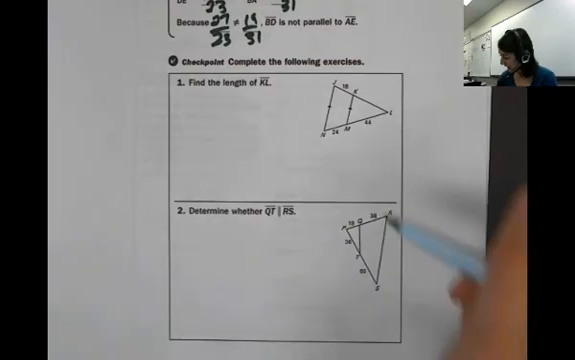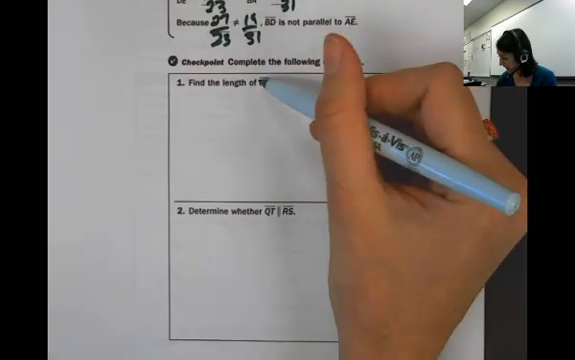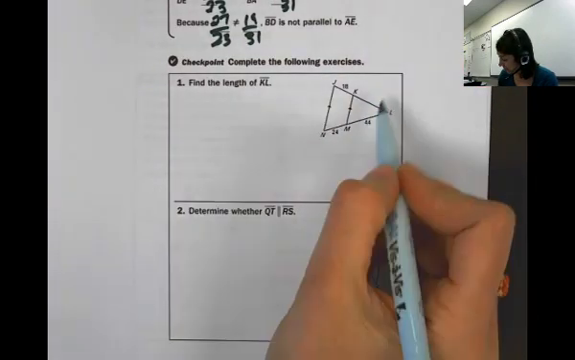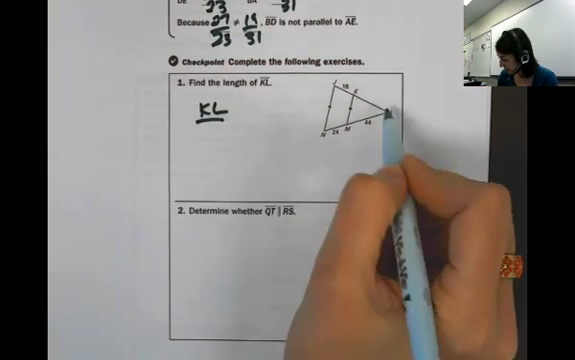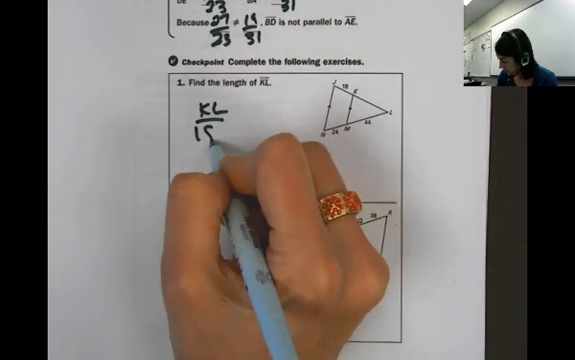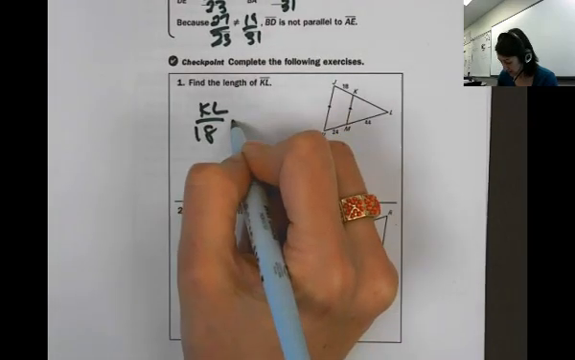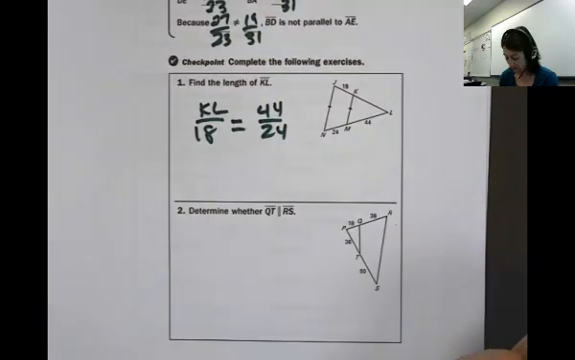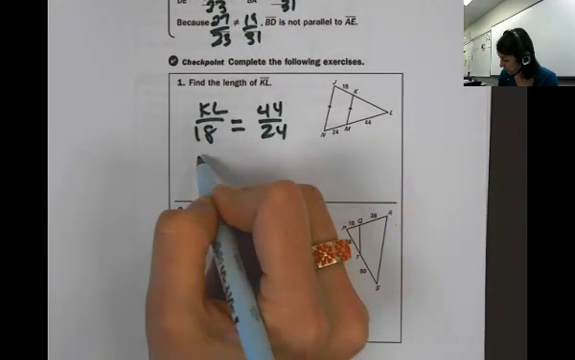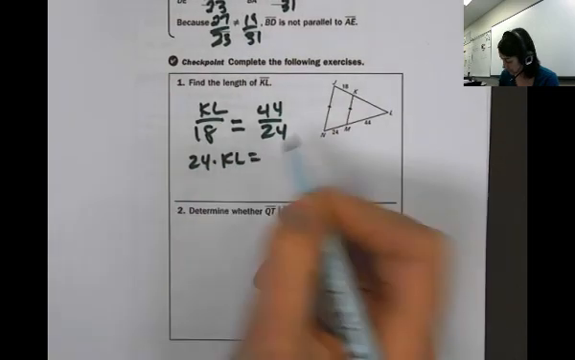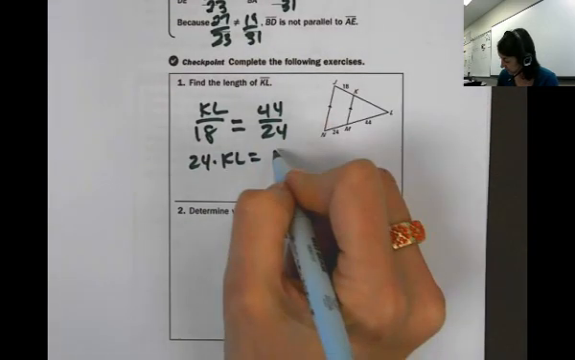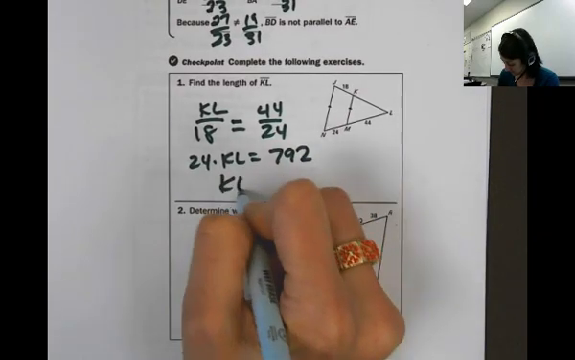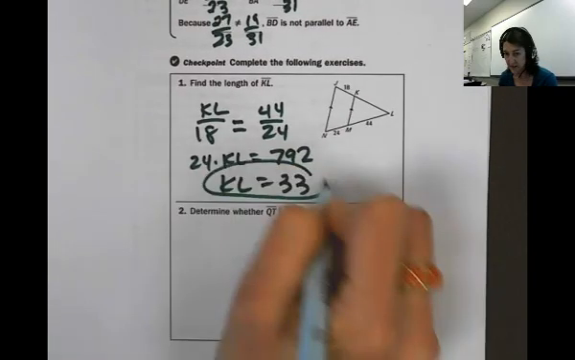All right, so let's take a look at how to find the length of KL. This is a lot like example 1. I don't know KL, but I know that this is to 18 as KJ, 44, is to 24. Okay, and then using cross products, I got 24 times KL equals 18 times 44. I'll do the math for you. Divide both sides by 24. KL is 33.